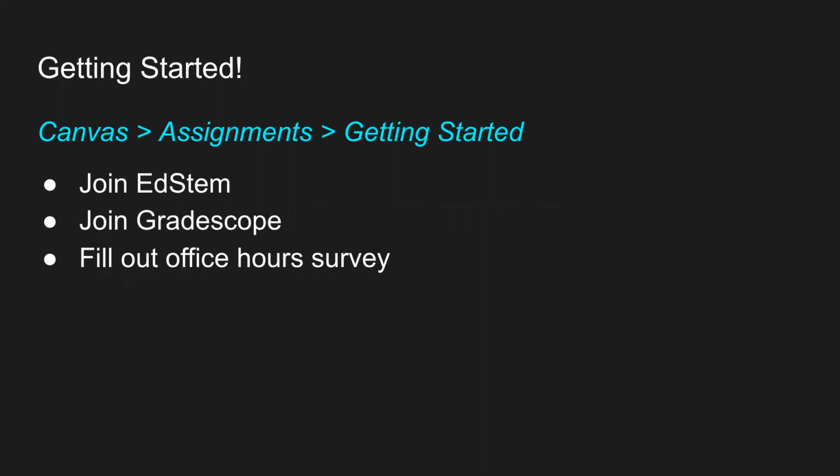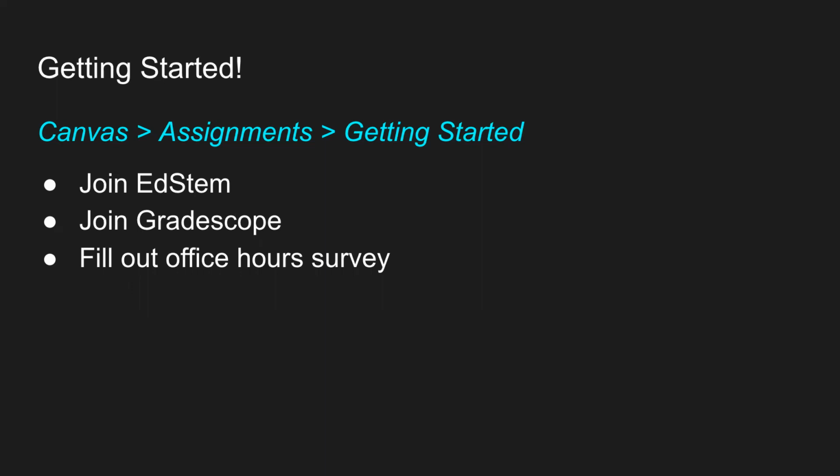So to get started for this class, you should go to the Canvas page, and under assignments, you'll see something called Getting Started. It will have three things that you should do. First, you should join our EdSTEM. EdSTEM is a type of social media. It is similar to CampusWire, but it's designed more for STEM classes. EdSTEM will be what we'll be using to communicate with each other throughout the summer. It'll also be a great way to get in contact with both me and the TAs, but also your other classmates.